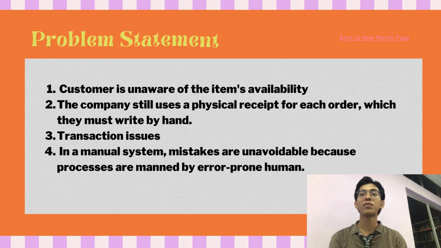Now, let's talk about the problem statement. First, the customer is unaware of the item's availability. Next, the customer still uses a physical receipt for each order, which they must write by hand. Next, transaction issues. Next, in the manual system, mistakes are unavoidable because processes are manned by error-prone humans.